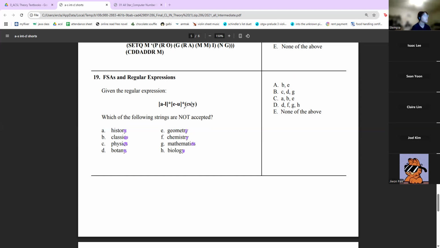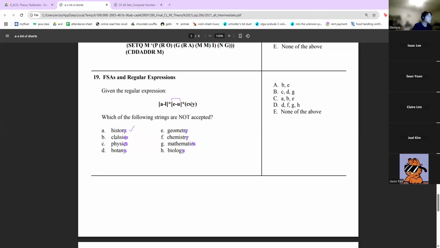So starting with history, the first one, H and I belong in that first half. S does not. So starting from S, we're assuming that everything falls in the EU category. Does S fall within that category? Yeah, it does. S fits, T fits, O fits, R also fits. So A is okay. History works.